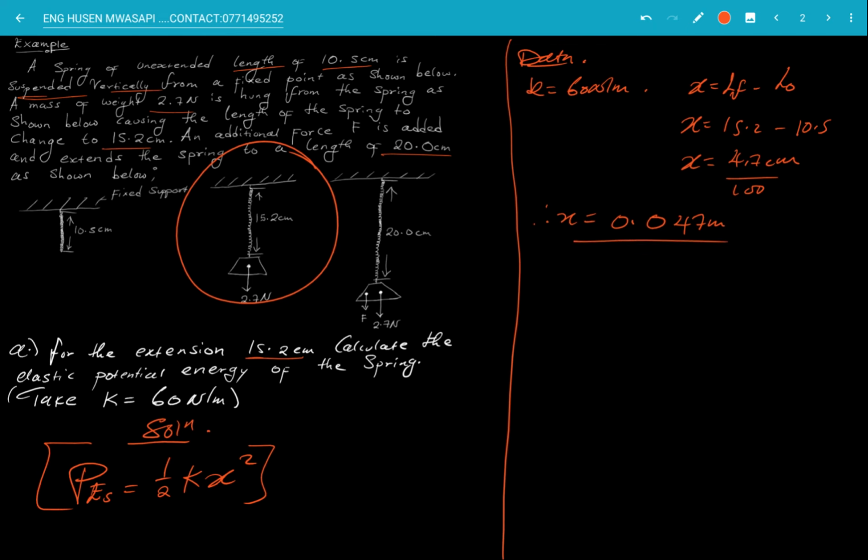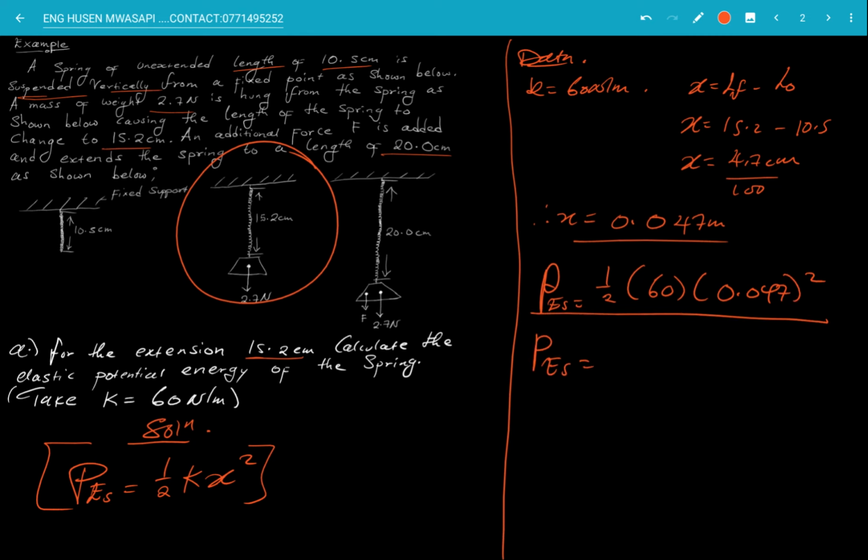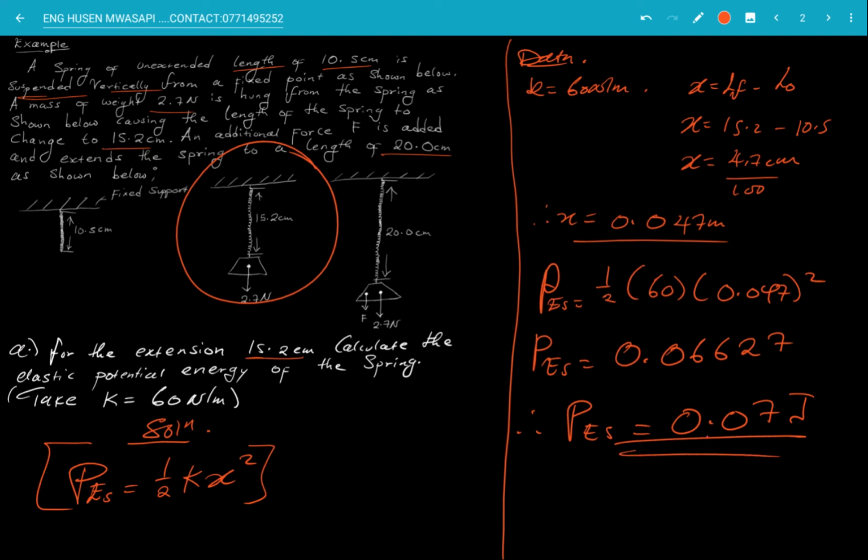Upon doing this, the only thing that we need to do is to plug back into the formula. So we say PES is equal to half, the value of k is 60, the value of x is now 0.047 squared. So PES, if you compute this on your calculator and do the math right, you get your final answer to be 0.06627. If we round off, the elastic potential energy for the extension of 15.2 centimeters will just be 0.07 joules. As simple as that.